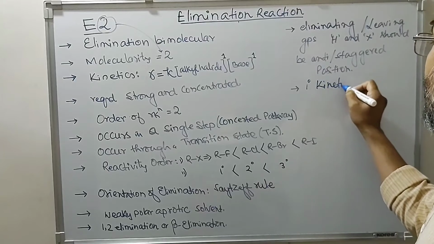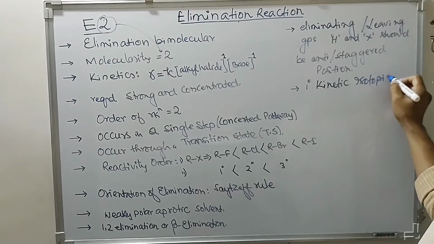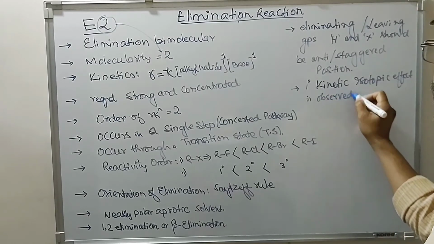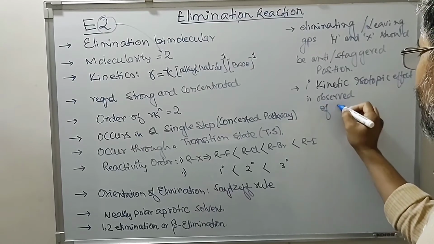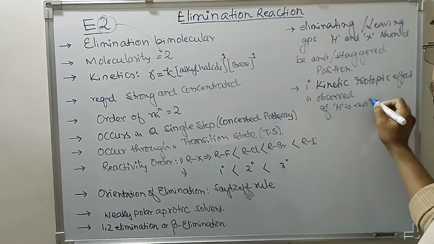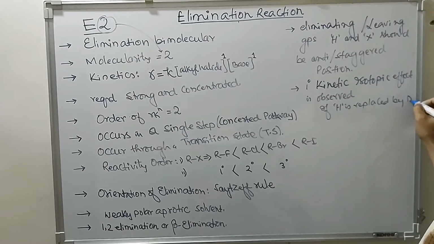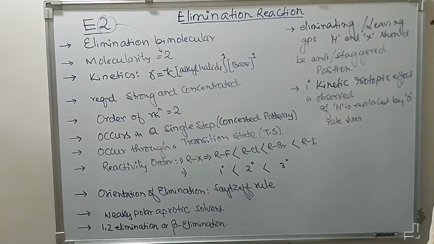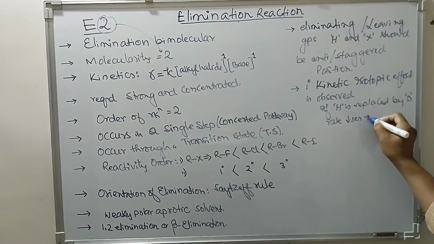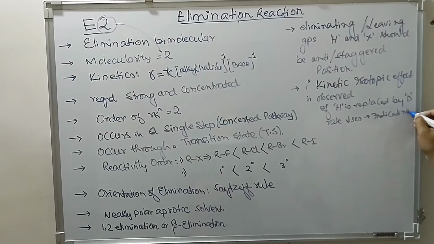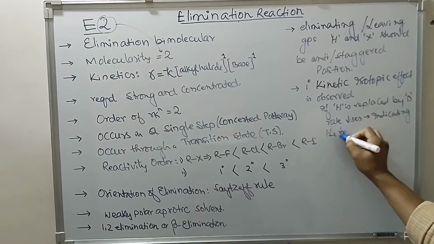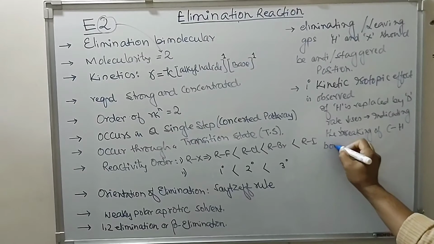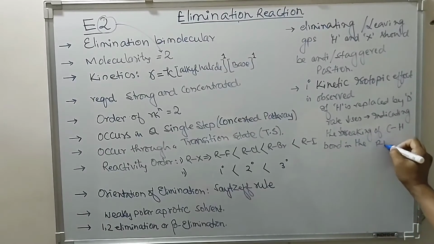Primary kinetic isotopic effect is observed, that is, if hydrogen is replaced by the deuterium D, then rate of reaction decreases, indicating the breaking of carbon hydrogen bond in the rate determining step.